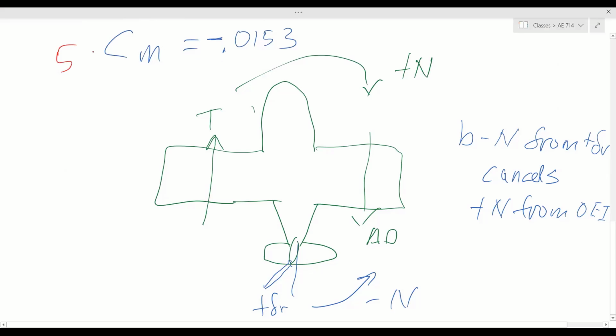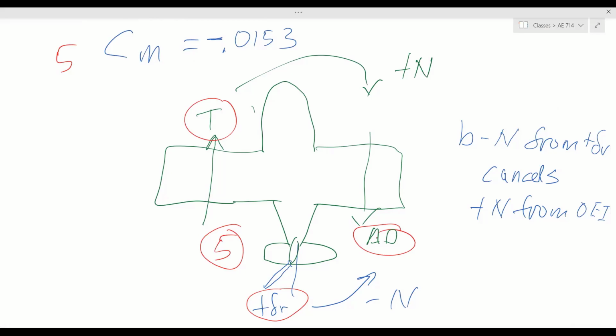Points for that, 5 points for the diagram here. I looked for the thrust and the positive rudder on this. I was going to look for this, but if you put the thrust in there, I gave you full credit. And then 5 points for the explanation here. Needing both of those, that the negative N from the rudder cancels this, or you could say you got this from the engine out condition, so you needed the rudder. Either one works.